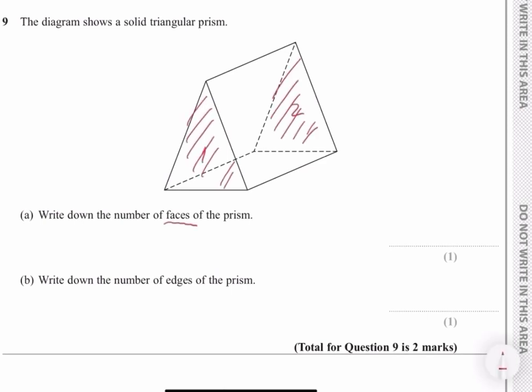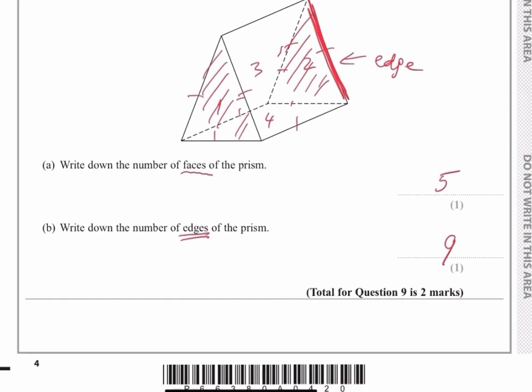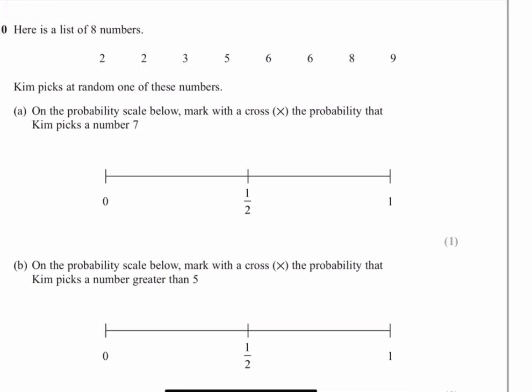Question 9, you just need to write the number of faces and the edges of the prism. So don't mistake edges with the vertices. Edges are just straight lines which connect the faces.